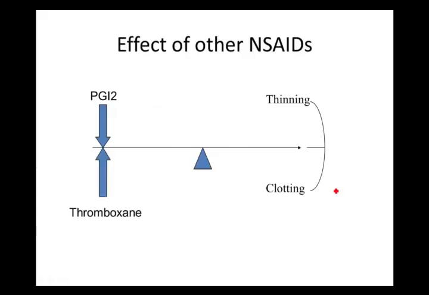Okay? How about other NSAIDs? Okay? So here's, again, back to baseline, prostaglandin I2 and thromboxane working in opposite of each other, basically maintaining blood in a perfect environment that's neither too thin nor too clotted. You supply your NSAID, which blocks COX-2. You supply your NSAID, which blocks COX-1. All right? And there's no change in thinning or clotting.